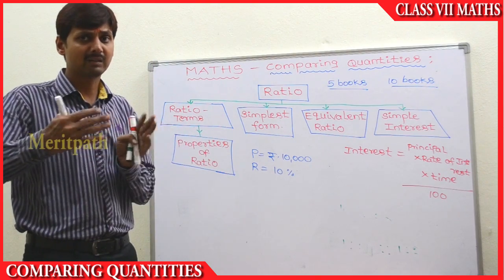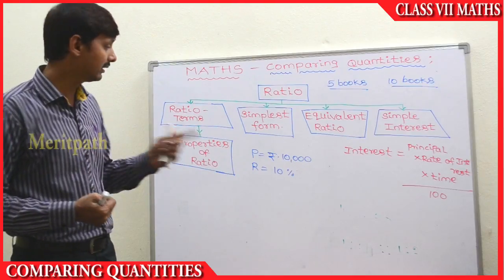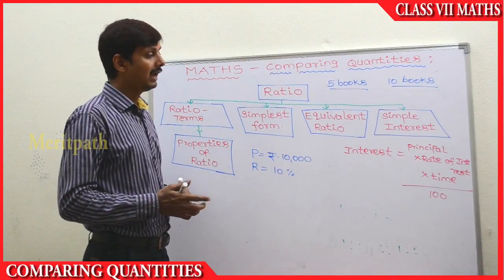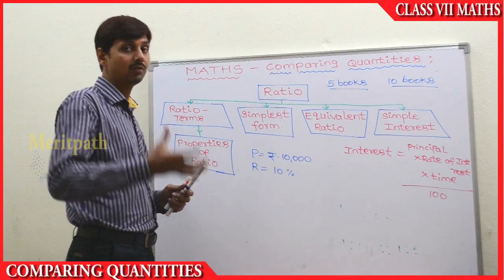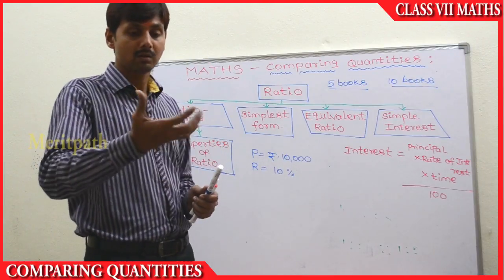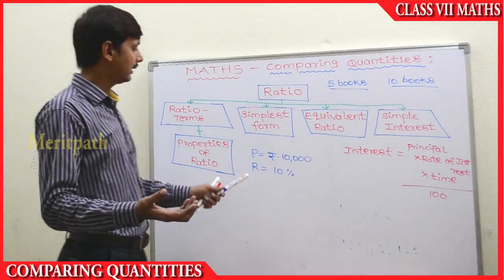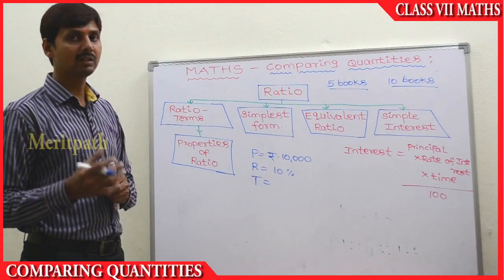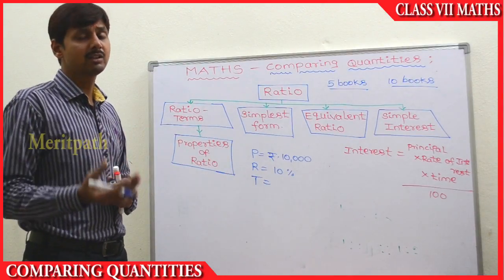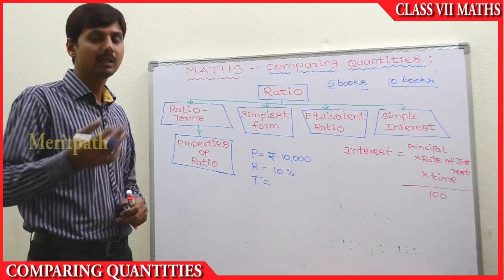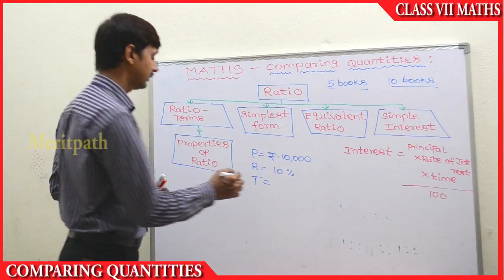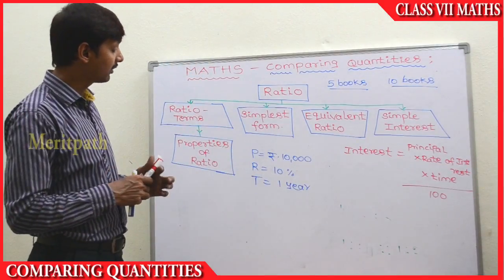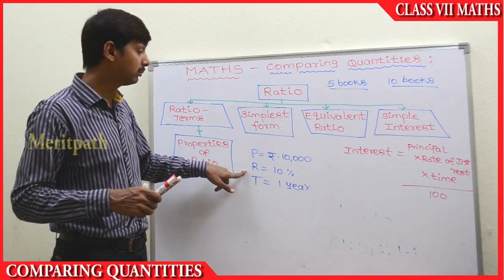We know the rate percentage, as we have learned in previous classes about percentage. So the rate of interest is 10%. And time: here the time will be calculated in years. For interest, we always calculate in years only. So if it is given in months, we change the months into years, then we calculate. For time, let's take 1 year. We have taken 10,000 rupees from the bank at 10% interest.